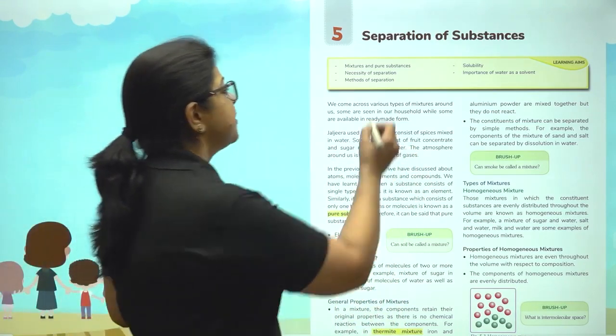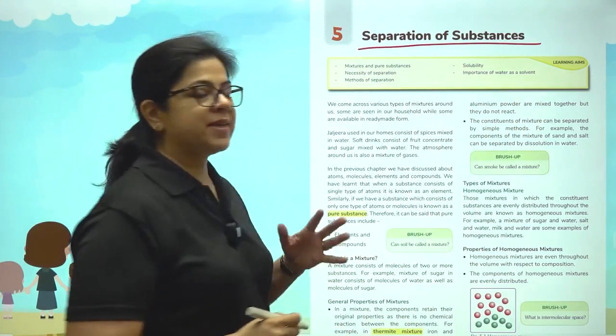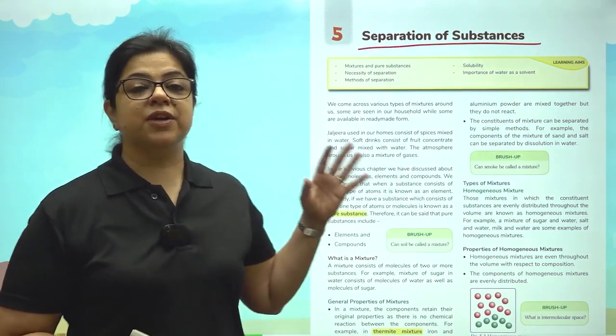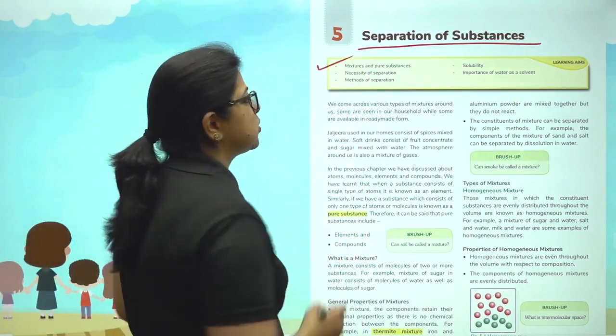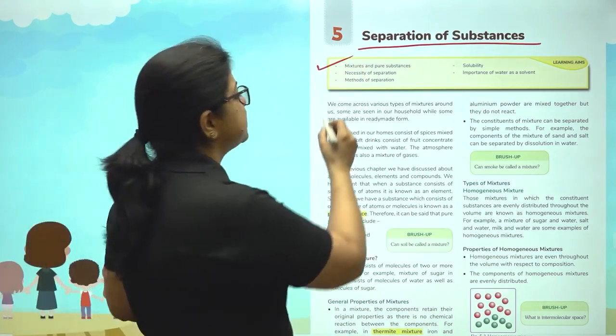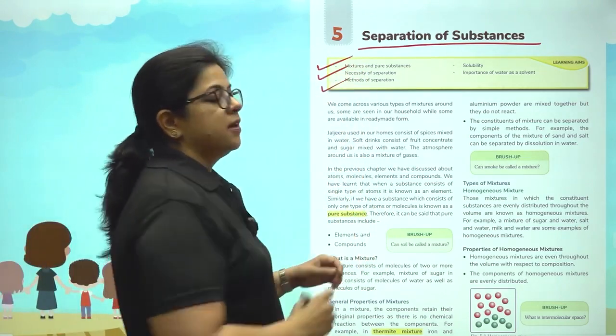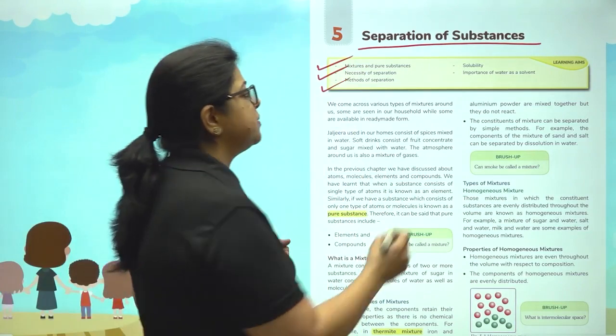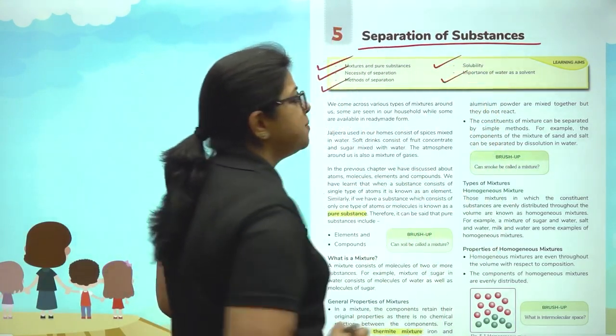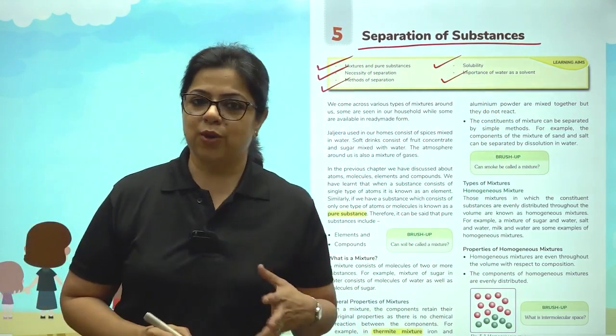Chapter number 5, Separation of Substances. In this chapter, we are going to learn about mixtures and pure substances, the need of separating substances, the methods of separation, solubility, and importance of water as a solvent.